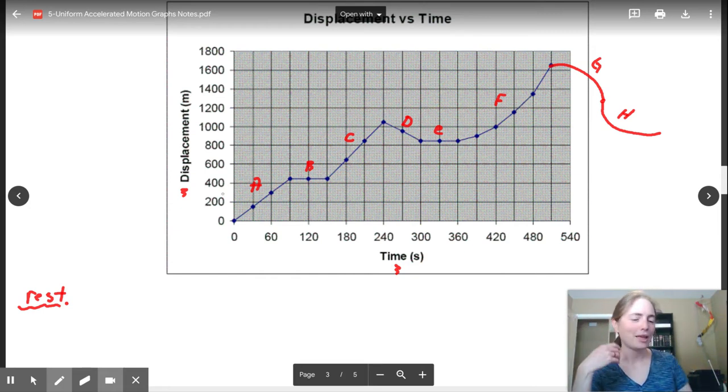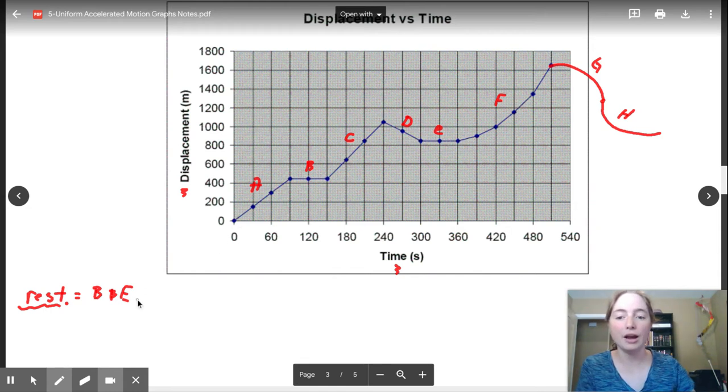No. So on a displacement time graph, for when you're at rest, you need to look for times when there is no change in position, a flat line. So where do you see flat lines here? B and D. We've already looked at those in our previous video on graphing for uniform motion, so that should be a review for you.